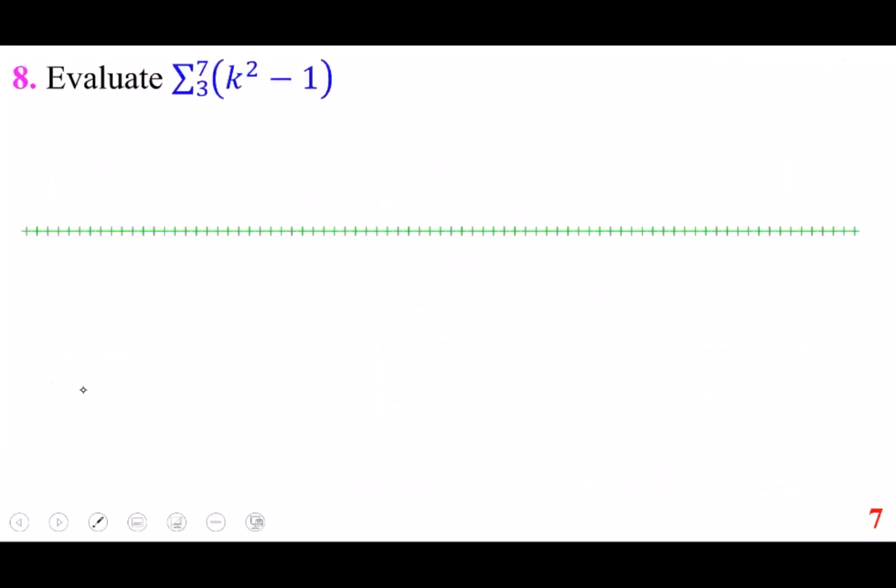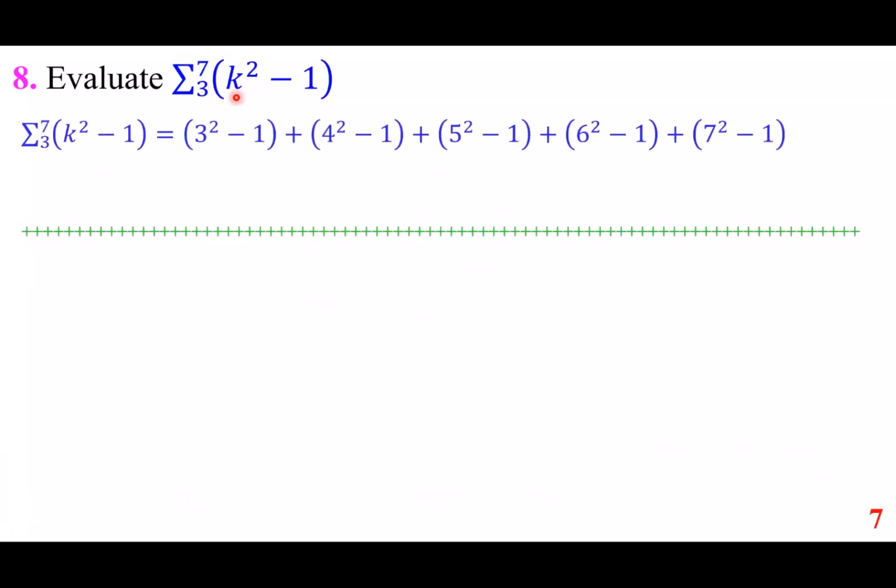We want to evaluate this expression, the summation of k squared minus 1 going from 3 to 7, meaning plug in k equals 3, calculate it, plus plug in k equals 4, calculate it, then 5, 6, all the way to the upper limit, which is 7. So let's plug in 3, 4, 5, 6, 7.